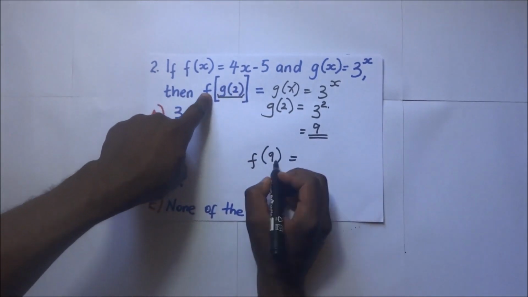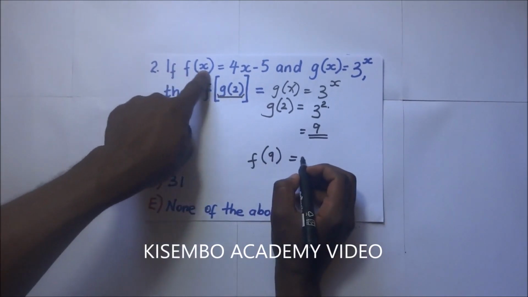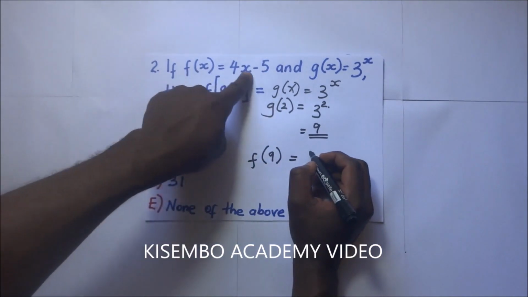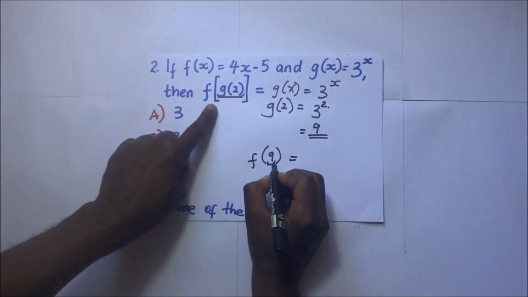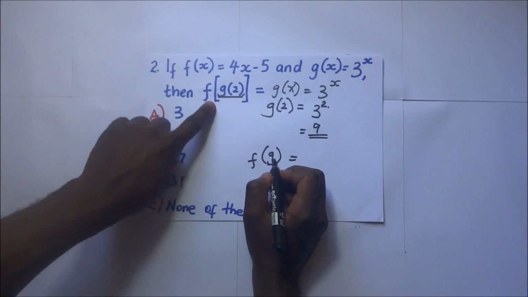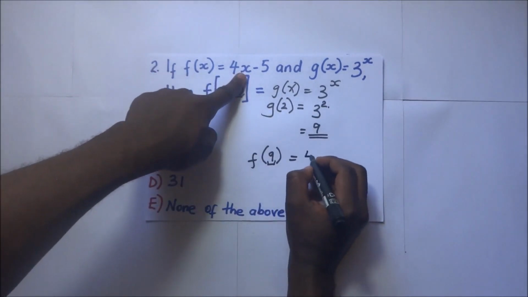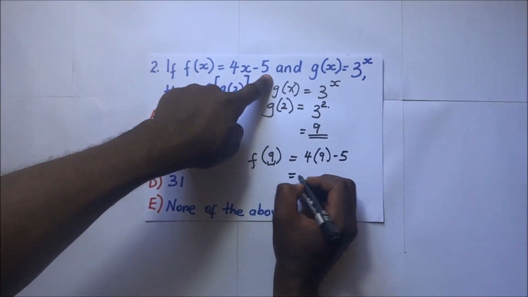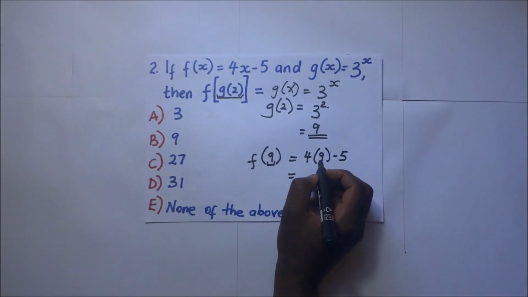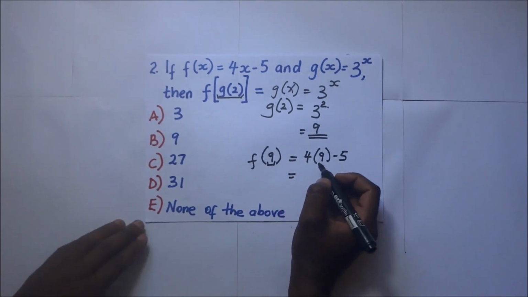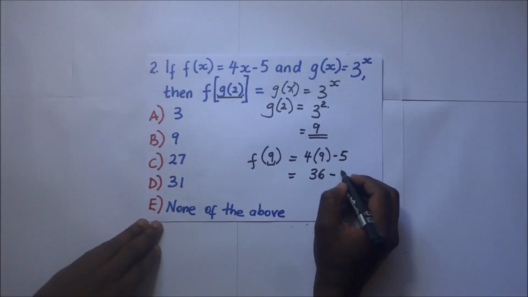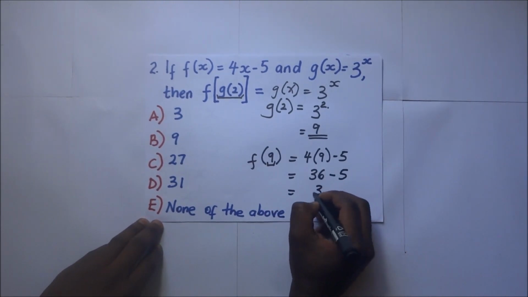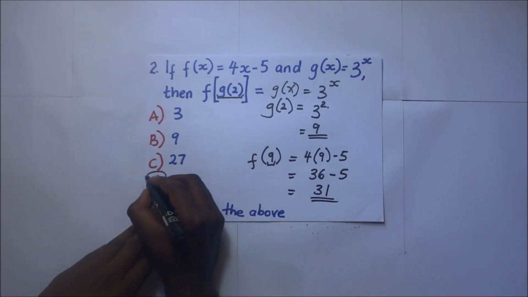So what is the function when the value of x is 9? First of all, f of x is 4x minus 5, yeah? So f of 9, in the place of x there is a 9, so where there is x we put 9. It's going to become 4 times 9 minus 5. 4 times 9 is 36, so it's going to become 36 minus 5. 36 minus 5 gives us 31. So the answer is D.